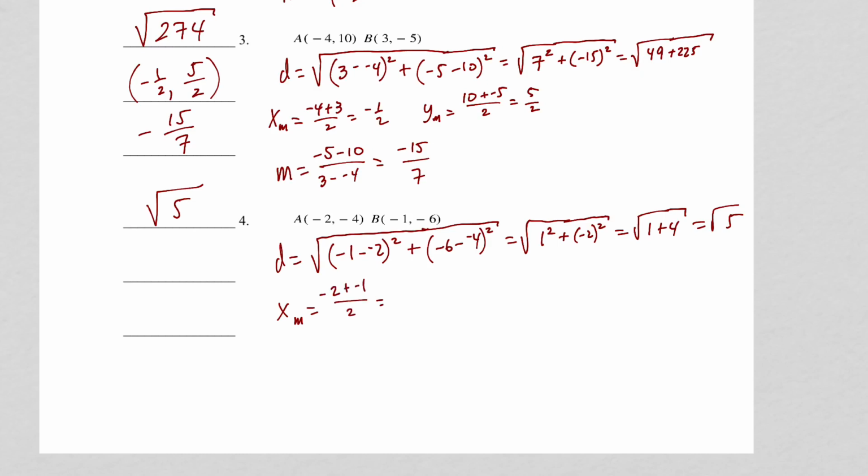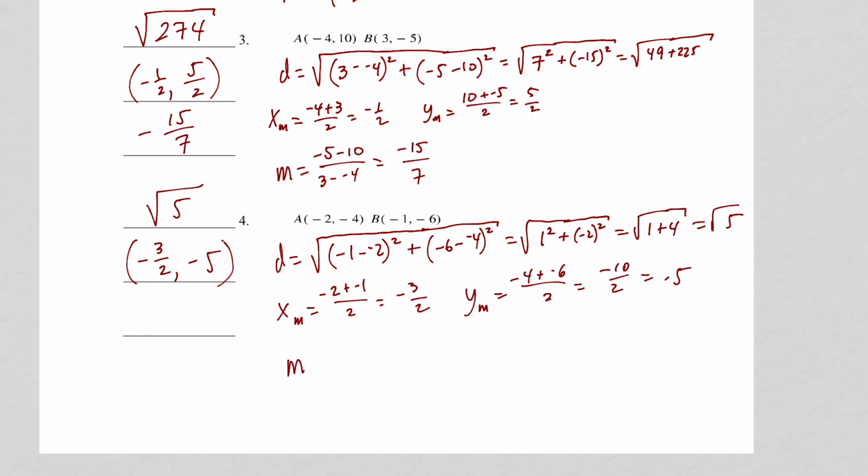The x value of the midpoint is the sum of the x's, negative 2 plus negative 1 over 2, which is negative 3 over 2. And the y value for the midpoint is the sum of the y's, negative 4 plus a negative 6 over 2, which is negative 10 over 2, which is negative 5.